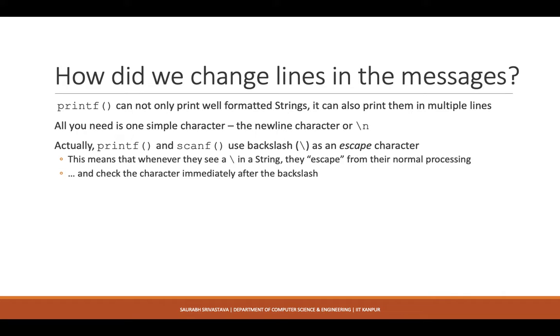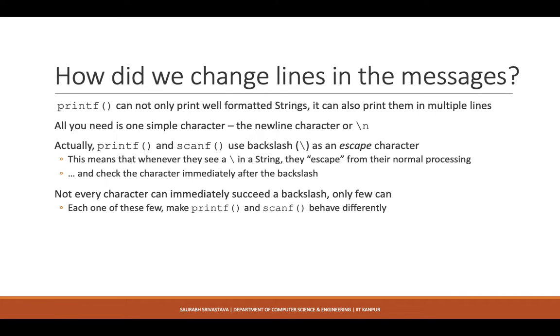The normal processing of scanf is where it is expecting the user to type a string as it is, but as soon as they encounter a slash, from there on for some time the processing mode changes. Essentially, whatever is lying right after the backslash, they check it, and based on that their behavior changes. This is the idea of an escape character.